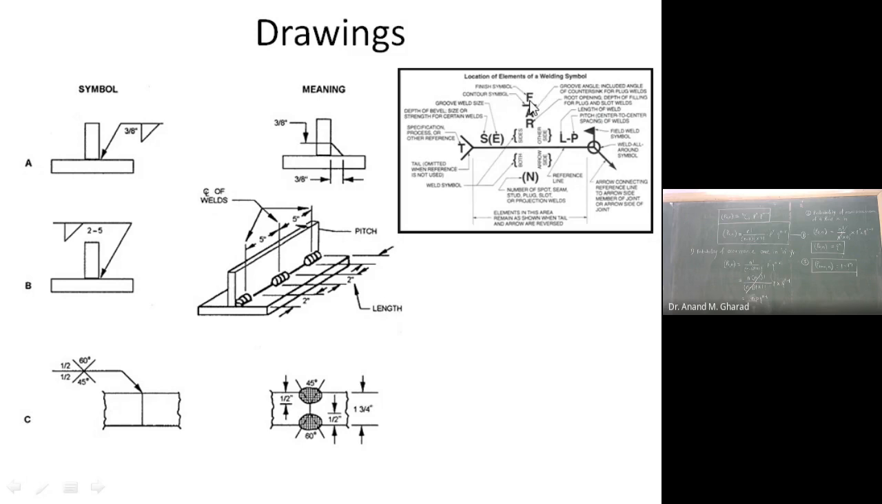So see what components are given over here. As you can see, there is one arrow, and above the arrow there are a few terms which are written. S, then E, F, A, R, etc. Can you please read out what is the meaning of capital F? Yes? Finish. Then what about capital A?